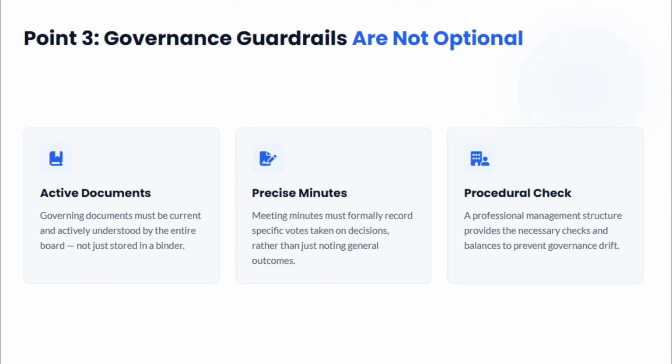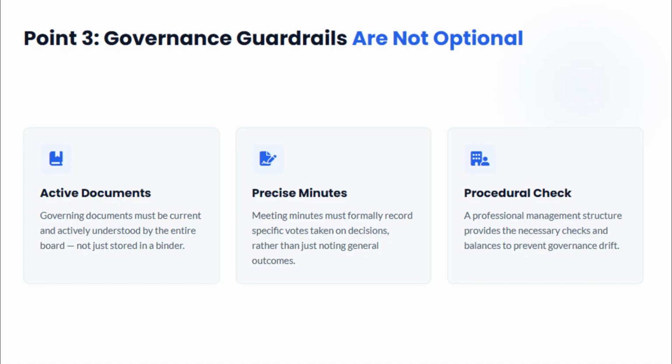The associations that navigate these situations cleanly have a few things in common. Their governing documents are current and actually understood by the board, not just filed away. Their meeting minutes reflect votes taken, not just outcomes noted. And they have a management structure that provides a consistent check on process. That last piece matters more than most boards expect.